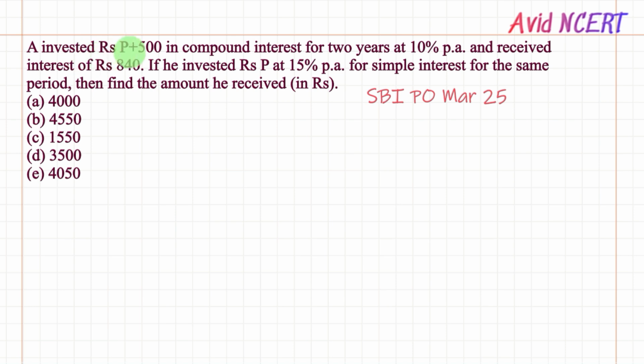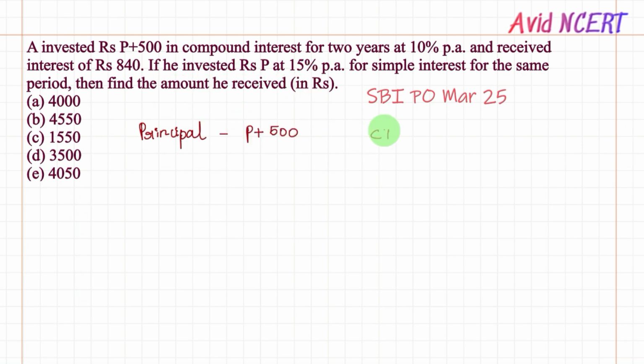A invested rupees P plus 500 in compound interest for 2 years at 10% per annum and received interest of rupees 840. If invested rupees P at 15% per annum for simple interest for the same period, then find the amount he received in rupees. So invested is the amount which is invested, which is the principal. Principal is the starting amount. So here they have given us P plus 500 in the compound interest.